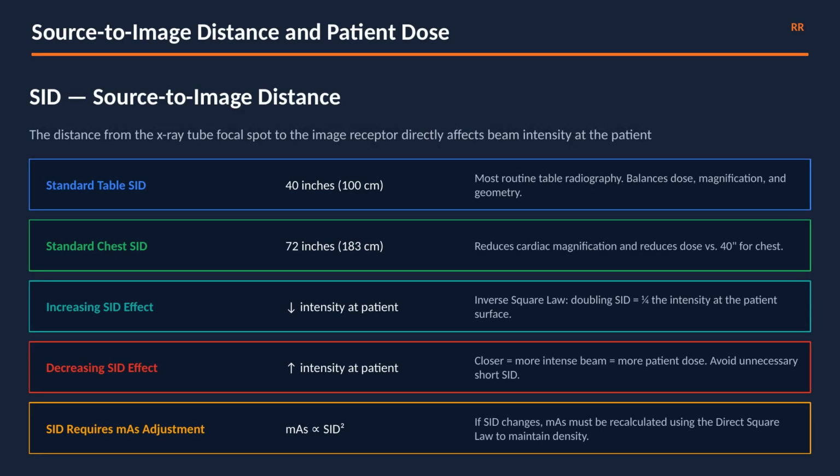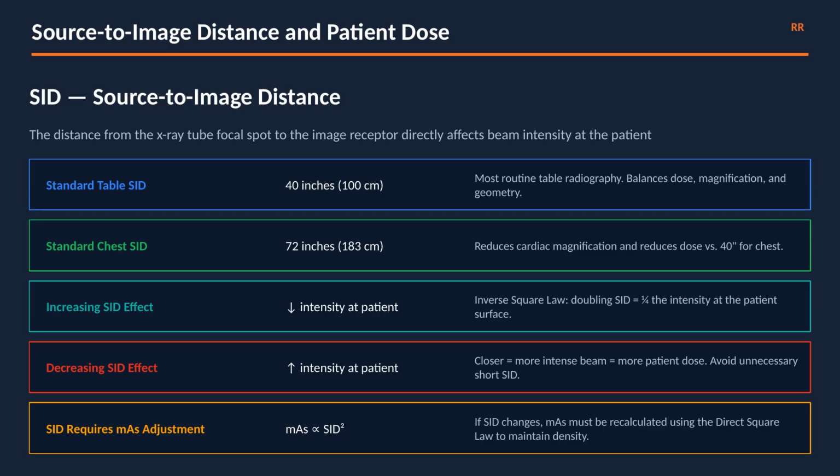Source-to-image distance, SID, affects both image geometry and patient dose. Standard table SID: 40 inches. Standard chest radiography SID: 72 inches, primarily to reduce cardiac magnification, but the greater distance also reduces beam intensity at the patient. By the inverse square law, doubling SID reduces intensity to 1/4 at the patient surface. But there is a critical trade-off.